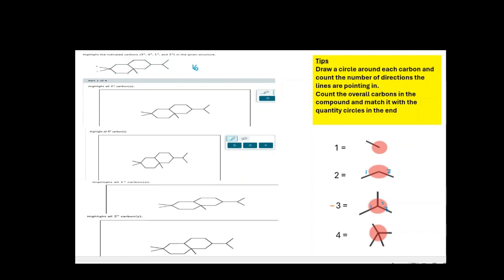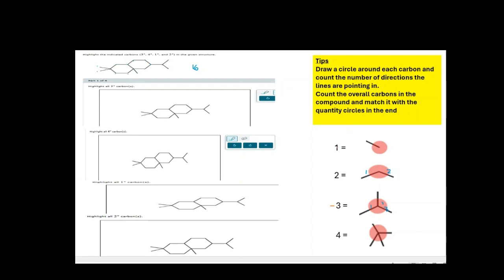And so we look at the structure itself, and my tips, I'll tell you early on, is that I draw a circle around each carbon and I count the number of directions that the lines are pointing in. And then my second tip is that I count the overall carbons in the compound and match it with the quantity of circles at the end.